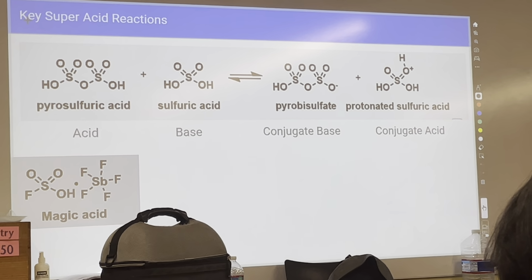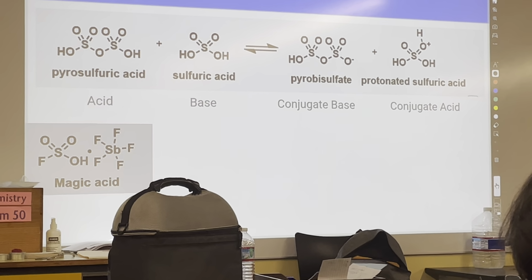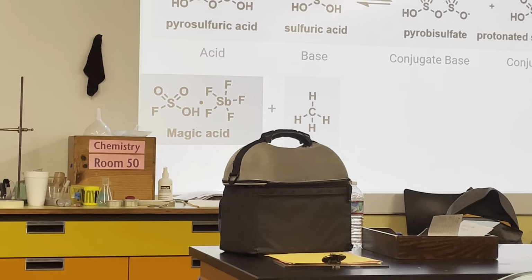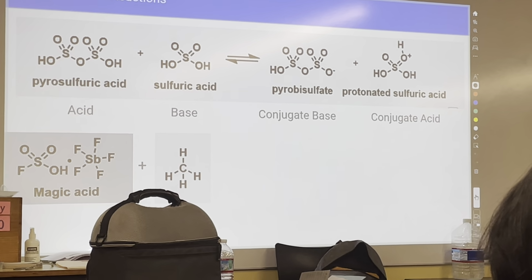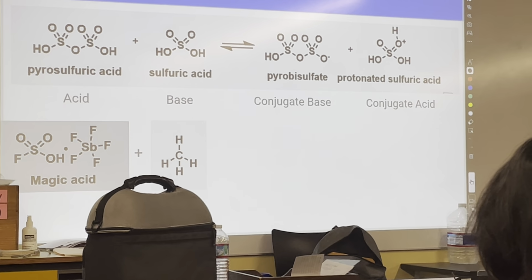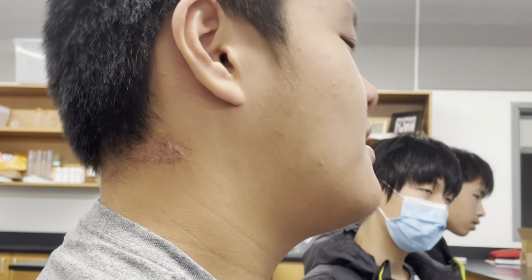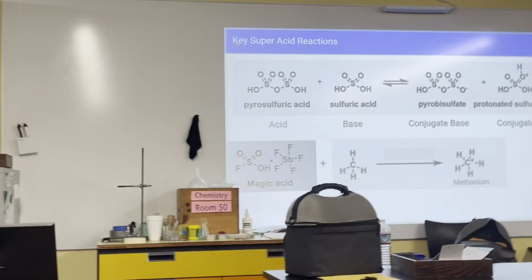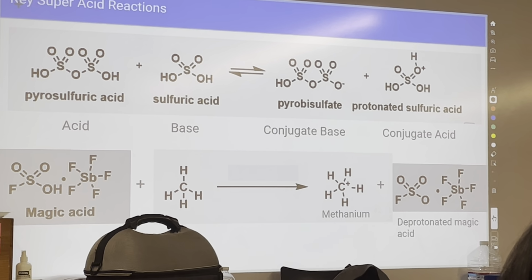Alright, then we have something else. So we got magic acid. This is what Braden mentioned. This is basically a combination of two strong acids. And let's say we have magic acid and methane, CH4. What do you guys think will happen? Any conjecture as to what will possibly happen? No? Okay. So anyway, if you react a really strong acid with a hydrocarbon, it ends up protonating the hydrocarbon. So you can see right there we have a CH5 plus.